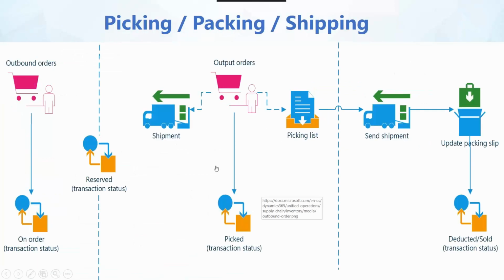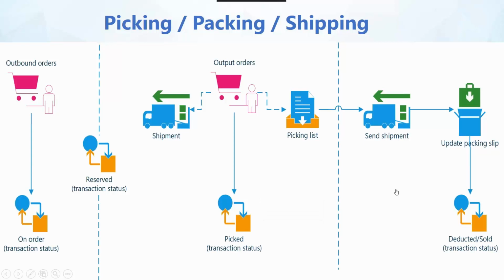The next piece is just a simple guide here of a pick, pack, ship. We're going to have an outbound order. We're going to reserve the inventory, pull it together on a picking list, go around, gather it up, and then stage it for shipment. We send the shipping out. We generate that packing slip to go in the box and then send it out on your delivery.